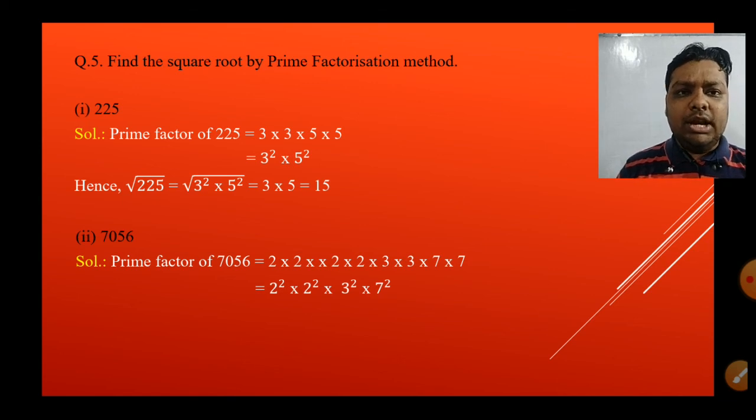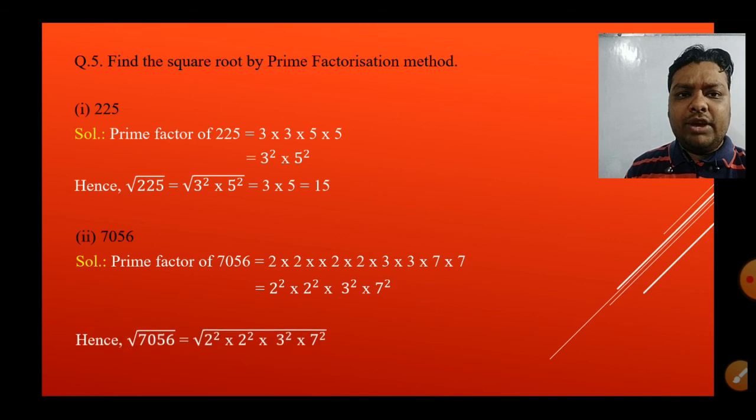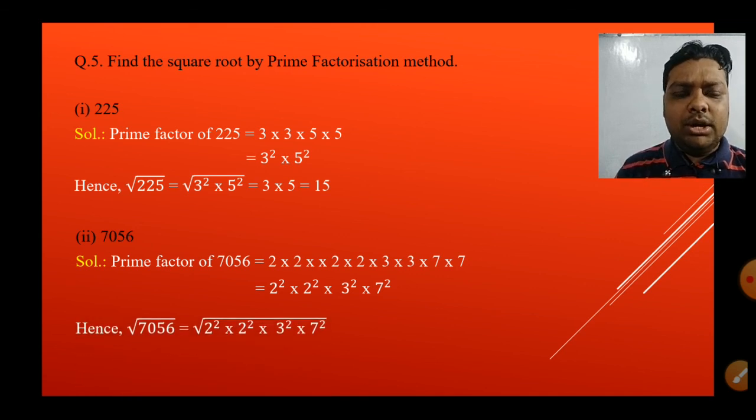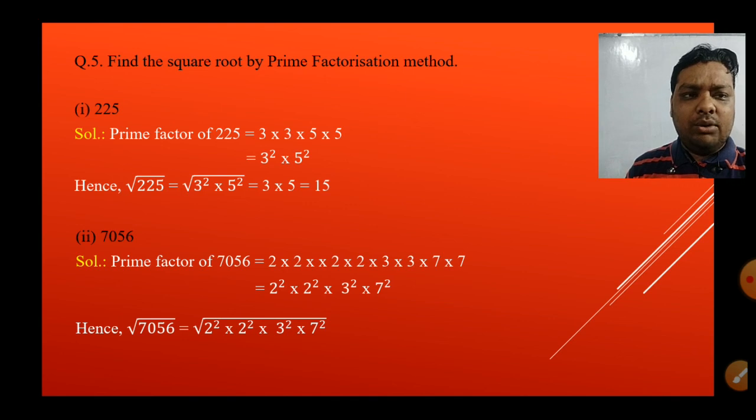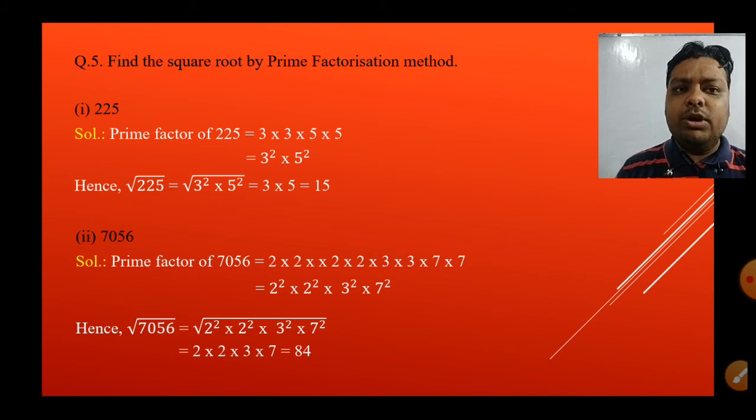Now then again we will write the root over 7056, and same under root 2 square into 2 square into 3 square into 7 square. Again we will take out 1 2, 2 2, 1 3 and 1 7 out, just out of the root. Okay. Then we will multiply it, we will get 84. So 84 will be the square root of 7056.